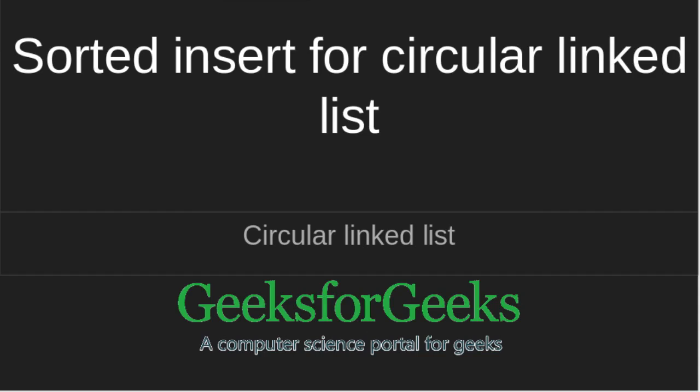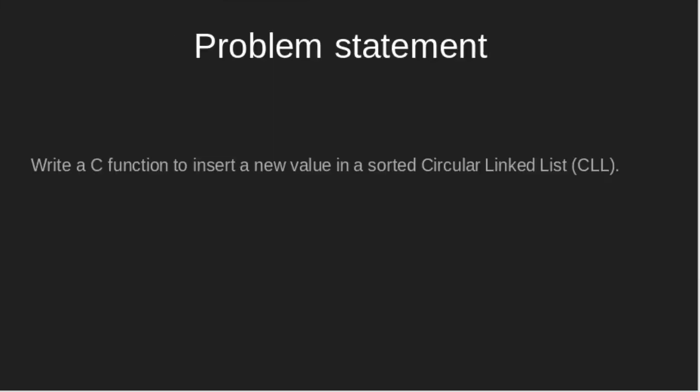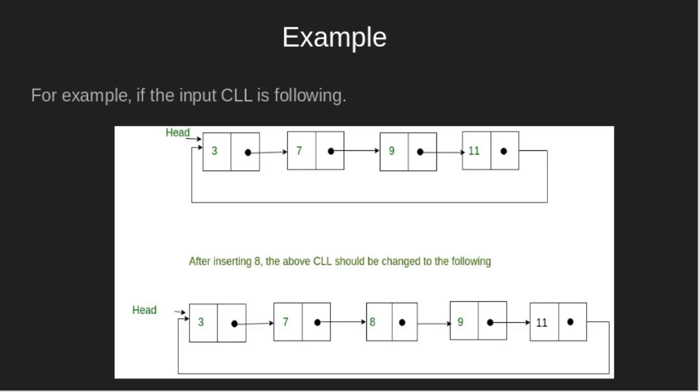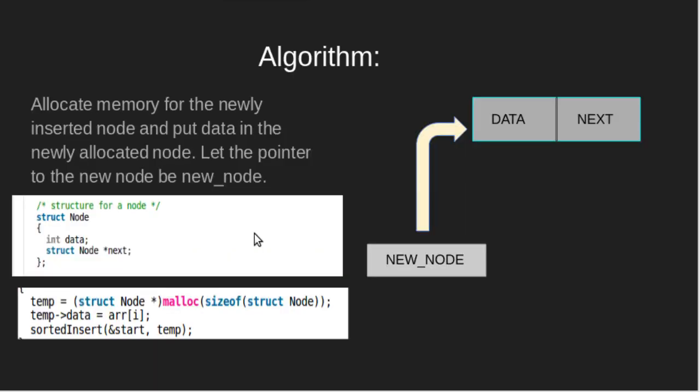Today we are going to learn how to insert an element in a sorted circular linked list. Problem statement: write a C function to insert a new value in a sorted circular linked list. For example, if the input circular linked list is 3, 7, 9, 11, after inserting 8 your circular linked list should be 3, 7, 8, 9, 11.